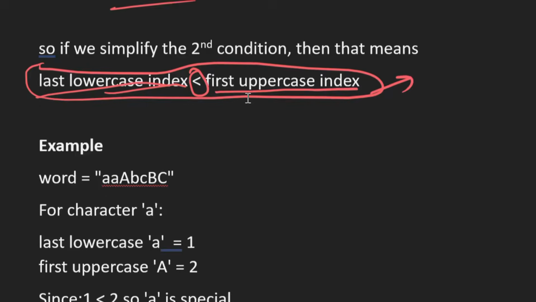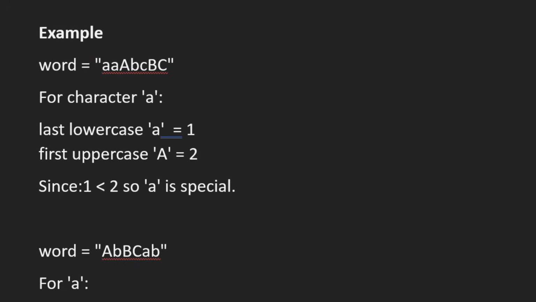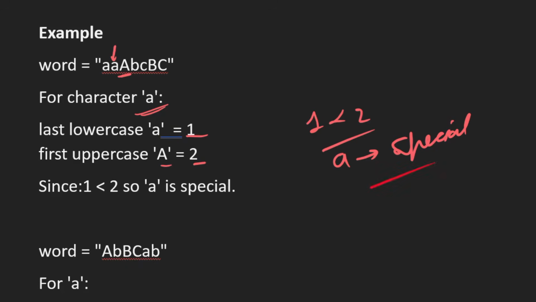So let's see an example. Here the last lowercase index of a is 1, and the first uppercase index of capital A is 2. So 1 is less than 2, then a is special, a is special, right?